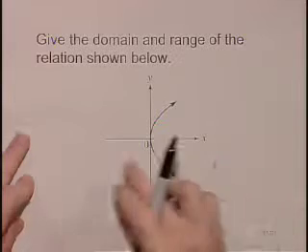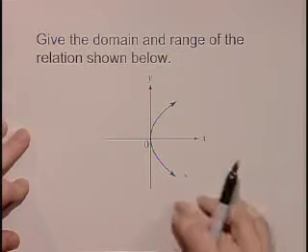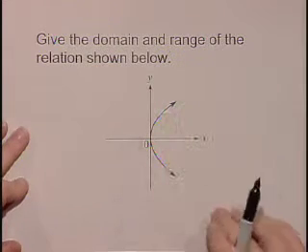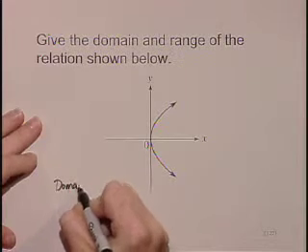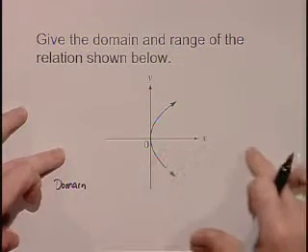Give the domain and range of the relation shown below. So let's look for the domain. These are the x values that are used by our graph. So our domain, we're looking for the values used along the x-axis.